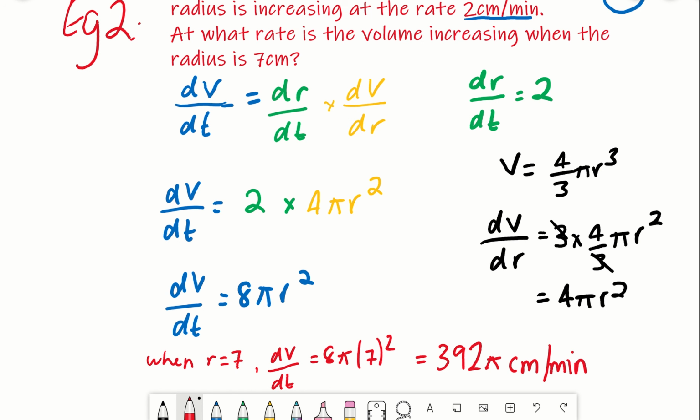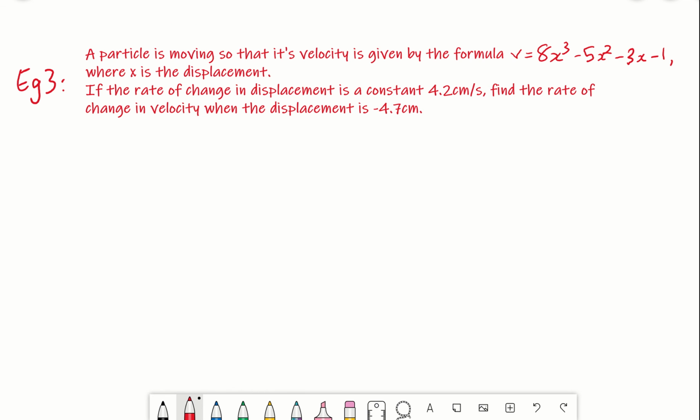All right, let's do one more. Okay, here's a final question. So this time it's slightly different, but it's going to be completed in the exact same way. A particle is moving, and its velocity is given by that, where x is the displacement. If the rate of change in displacement is a constant of 4.2 centimeters per second, find the rate of change in velocity when the displacement is negative 4.7 centimeters.